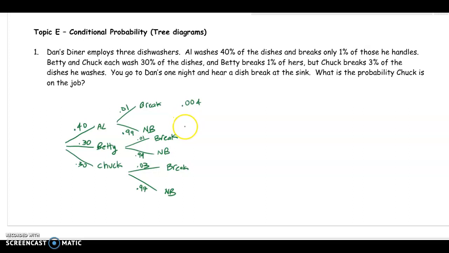So as I multiply, and just check me on this, hopefully my numbers will be right. I'm getting 0.004, 0.396. Betty with break is 0.003. This is 0.297. This is 0.009, and this right here is 0.291. Now, if we did this right, all of these probabilities should add up to be 1. So it looks like we're doing good there. Now, each of these little pieces has their own unique probability.